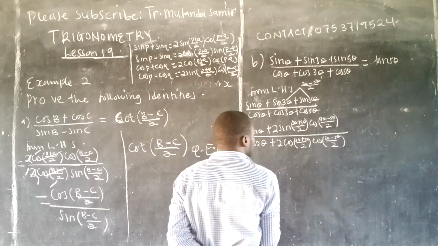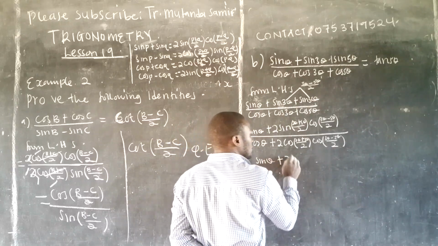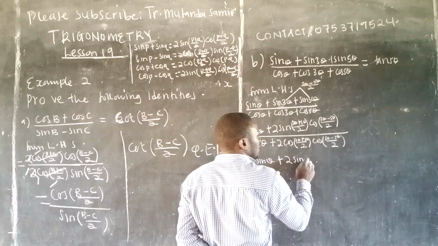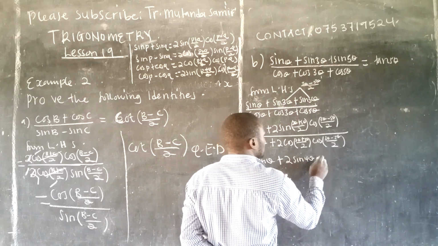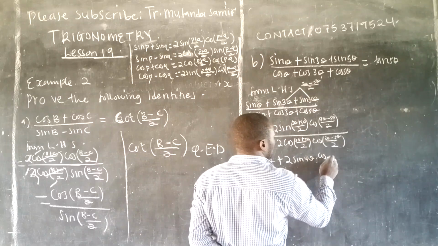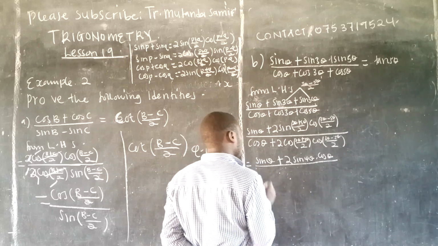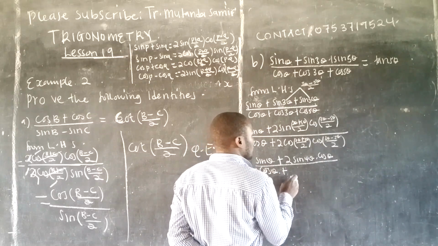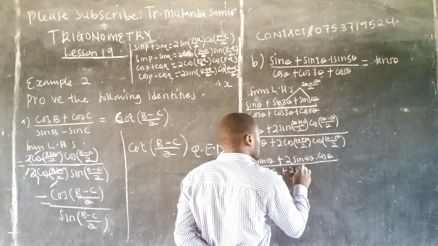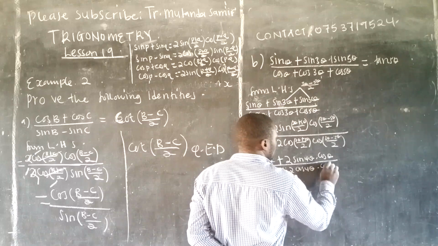What will be our final result? We shall get sine theta plus 2 sine 4 theta dot cos of just theta, because cos of a negative is a positive cos. Then cos theta plus 2 cos 4 theta dot the cos of theta.